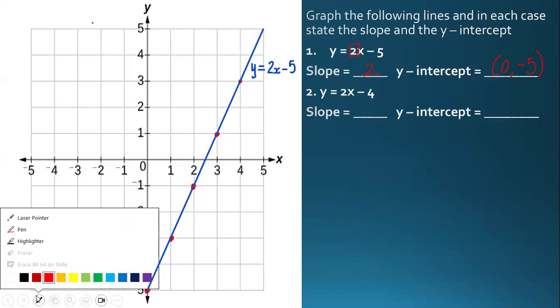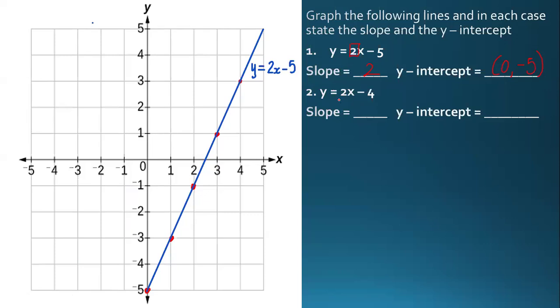Class, what is the slope in this question? The slope is 2. Very good. Why is the slope 2? Because 2 is the number before x. Very good. So 2 is the number before x, so 2 is the slope. All right, so for the slope, we're gonna put 2.